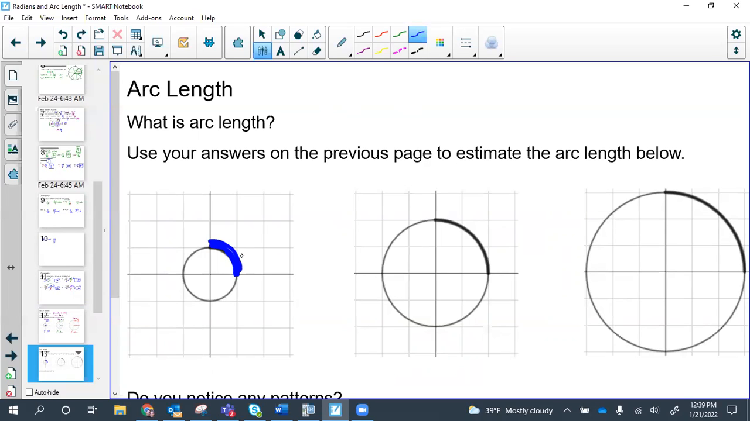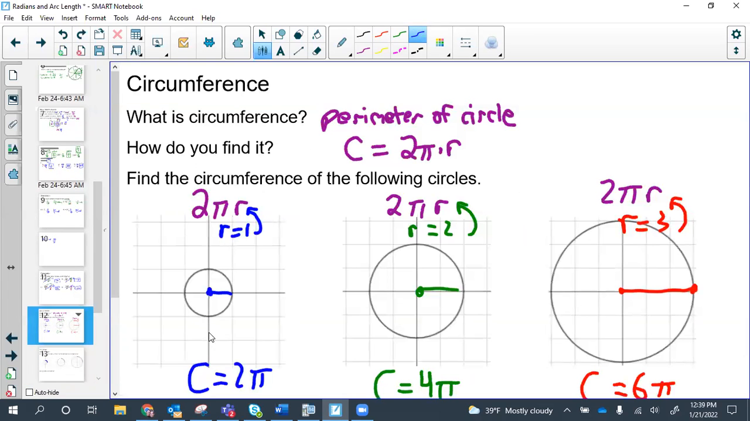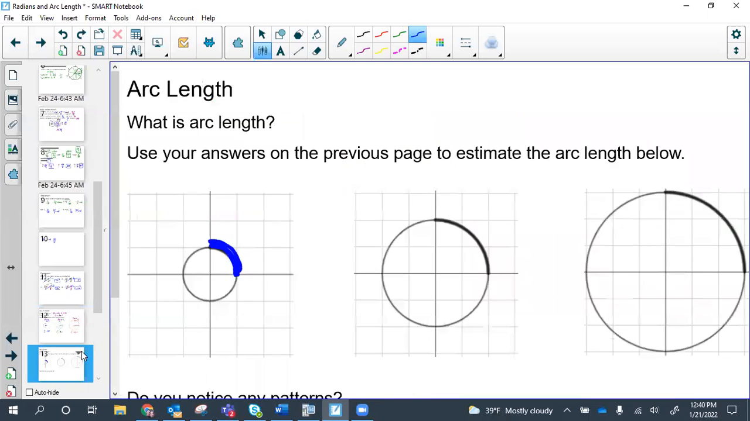That'd be a fourth, right? 25%, a quarter, is 1/4. So let's take each of these circumferences that we found and divide them by 4, okay? The circumference here was 2 pi on the last page, but if I divide that by 4, it just turns into pi halves.